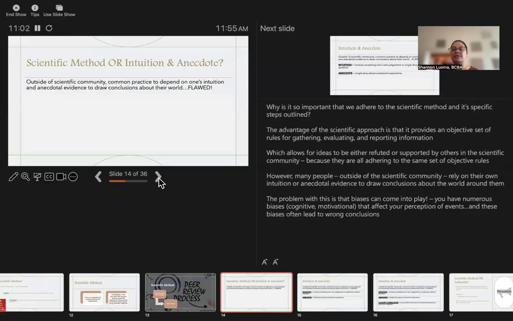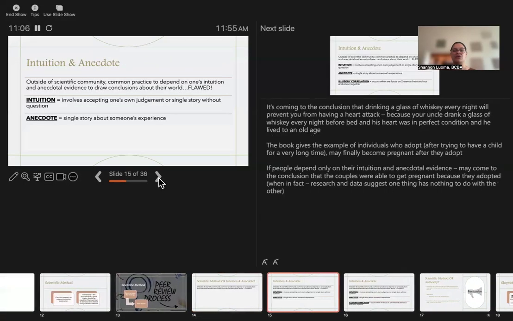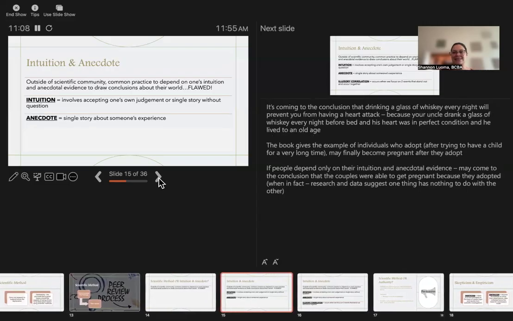The problem is that biases can come into play in a major way. You have numerous biases that you bring with you anywhere in life, depending on your learning history, the experiences you've had before from childhood to now. You're going to bring some bias into any situation that you go into, right? Even something as simple as, let's say, we go to Taco Bell.